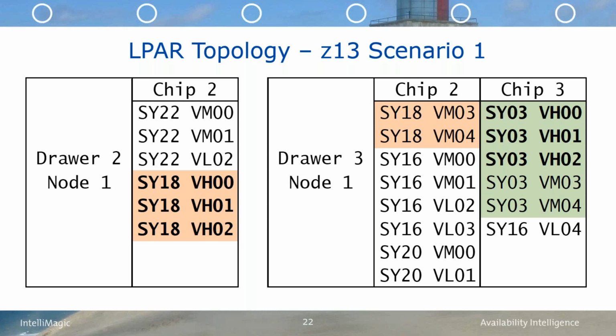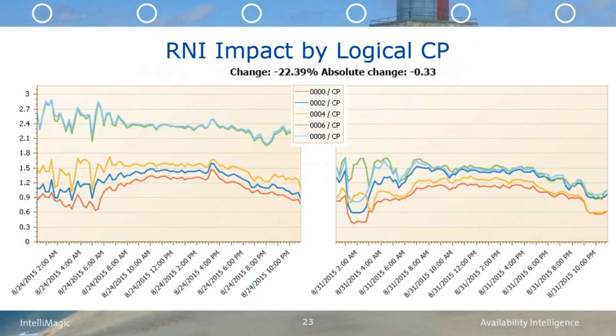Now contrast that to the topology of System 18 in orange, which has 3 vertical highs in drawer 2, but its 2 vertical mediums reside in a different drawer, drawer 3. Not just a different chip in the same node or a different node in the same drawer, but in the most remote possible location in a different drawer. So in light of the fact that cache references from the vertical mediums on System 18 will routinely have to traverse across drawers, how do you expect that will impact RNIs for those vertical mediums?